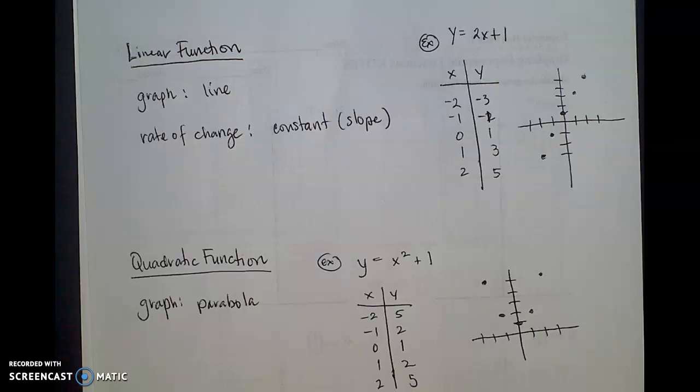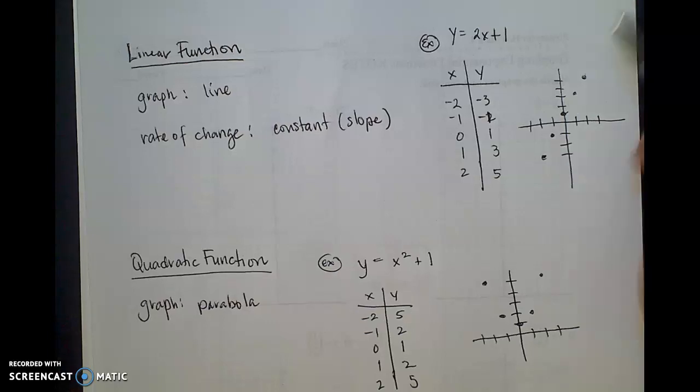Okay, so today we are going to first start off by reviewing the two different types of functions that we've talked about so far. First type of function is the linear function, which we all know graphs a line. And the rate of change for a linear function, we describe it as being constant. And as we all know, that with a line, what's constant is the slope.